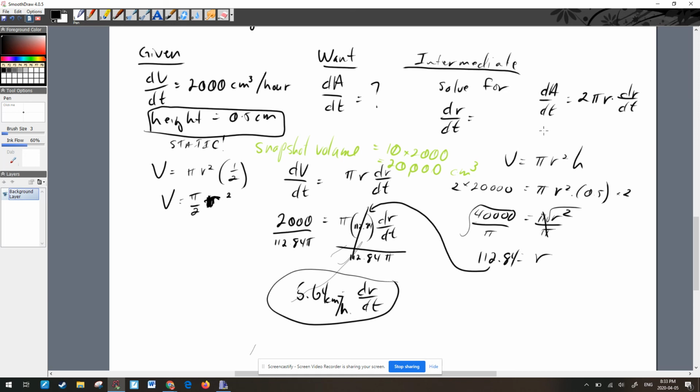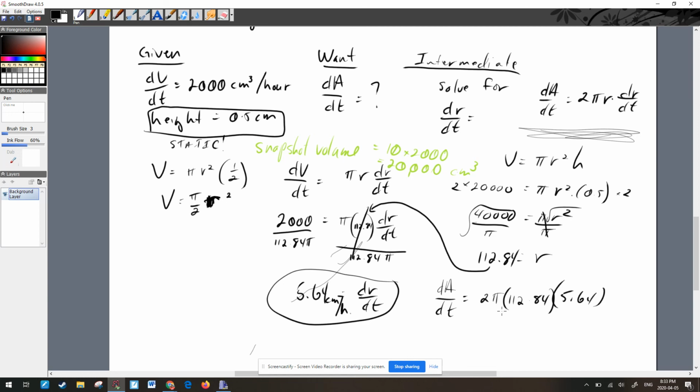So we're going to take this expression that we solved for up here, because we really want dA by dt. And we're going to say, all right, well, that means that dA by dt is going to be equal to 2 pi, and I know what my r is. I already solved for it, 112.84 times dr by dt, which is 5.64.